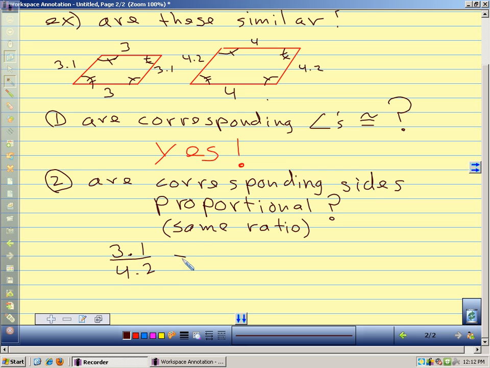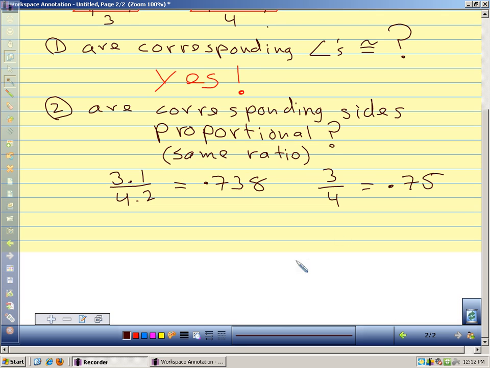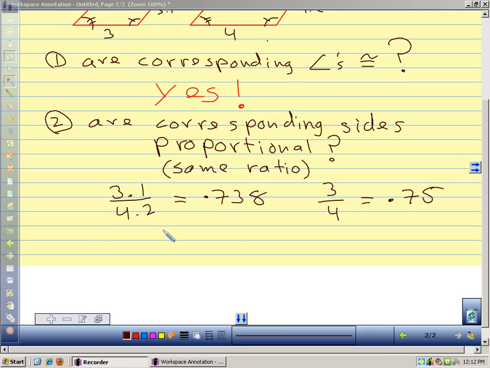If I divide that out in my calculator, that's 0.738. What side length corresponds to the side length 3? 4. So let's make a ratio of that. 3 over 4 equals 0.75. Do they have the same ratio? No. These aren't the same. So the corresponding sides are not proportional.